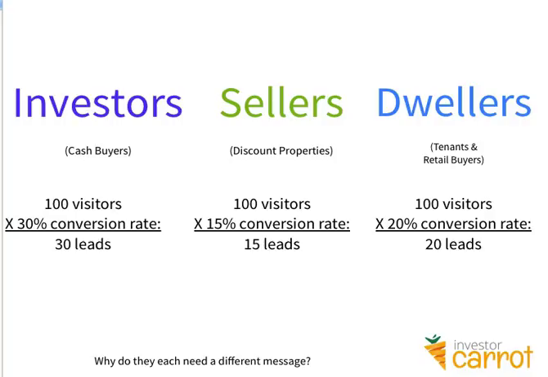Obviously, with higher conversion rates and the same amount of traffic, you'll get more leads. So a 30% conversion rate out of 100 visitors is 30 leads. A 15% conversion rate is going to give you 15 leads. And if the conversion rate's 20%, you're going to get 20 leads. That probably makes a lot of sense.